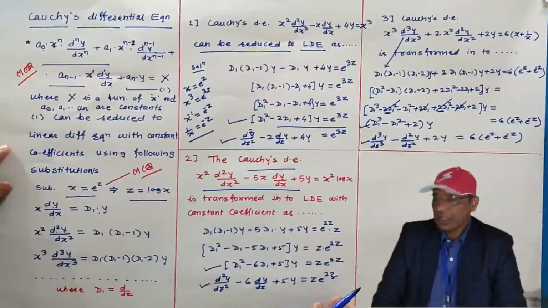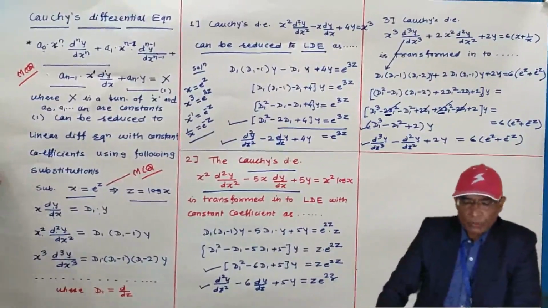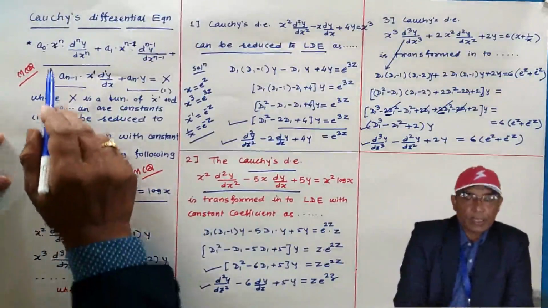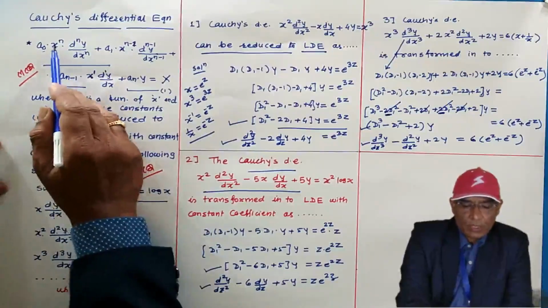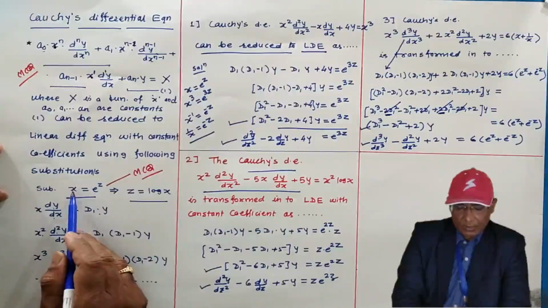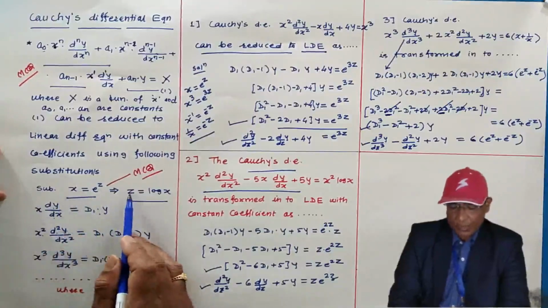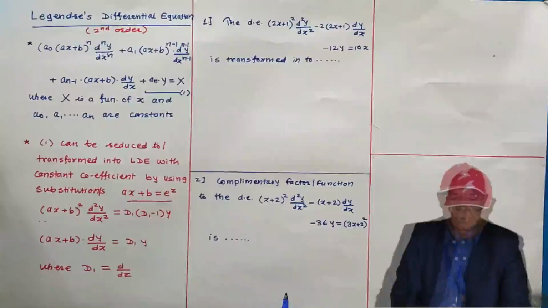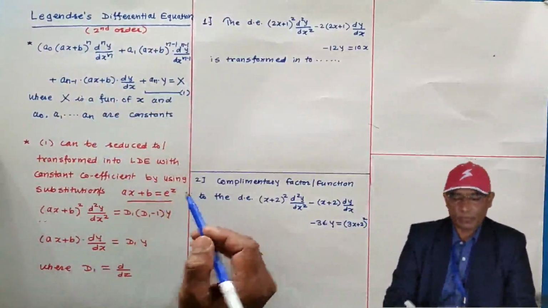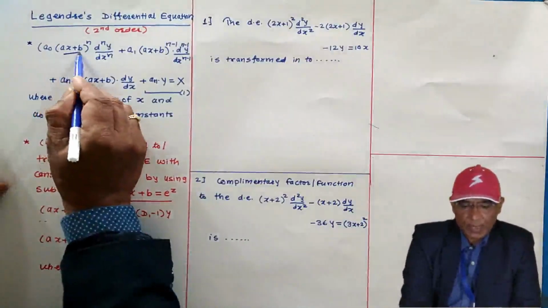Now next part is the Legendre's differential equation. Very few sums I will be taking. As I told you, the Legendre's differential equation. In Legendre's differential equation, what happens? This x must be replaced by ax plus b. That's all. Means there in Legendre's equation, ax plus b will be e raised to z. Therefore, z equal to log of ax plus b. Now the Legendre's differential equation. Okay, it is same as that of previous one, Cauchy's differential equation. Only x is replaced by ax plus b.